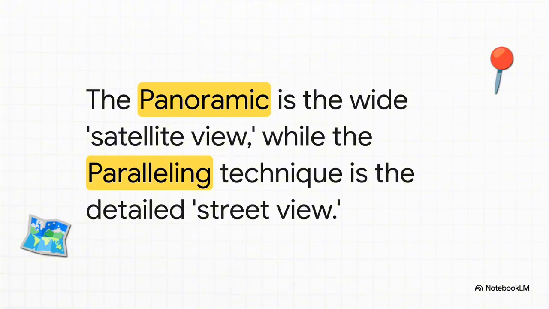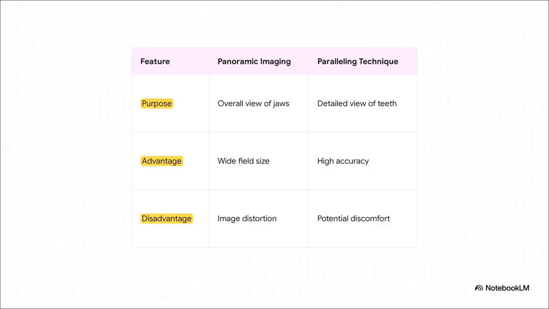The paralleling technique, on the other hand, is your street view. It zooms way in on just a couple of teeth for a highly accurate, detailed picture. And this table sums it up perfectly. The panoramic gives you that massive field of view, but the trade-off is you always get a little bit of distortion. Paralleling, though, is all about accuracy, which is vital for diagnosis. Its main downside? Well, it can be a bit uncomfortable for the patient trying to get that little sensor placed just right.